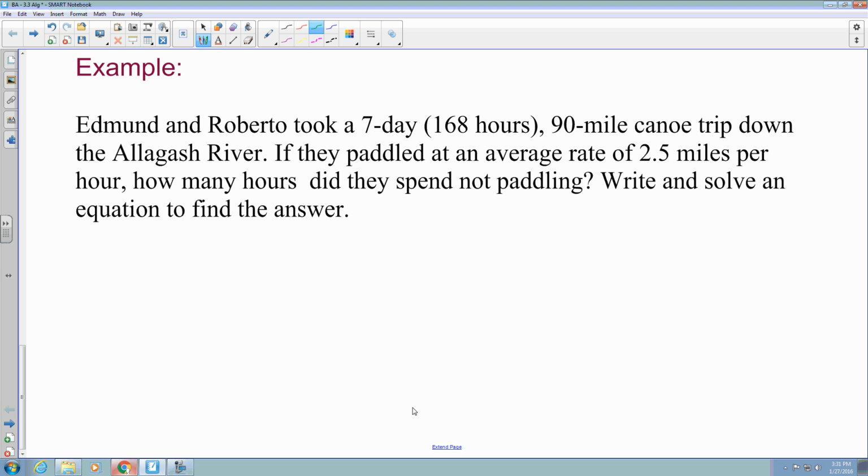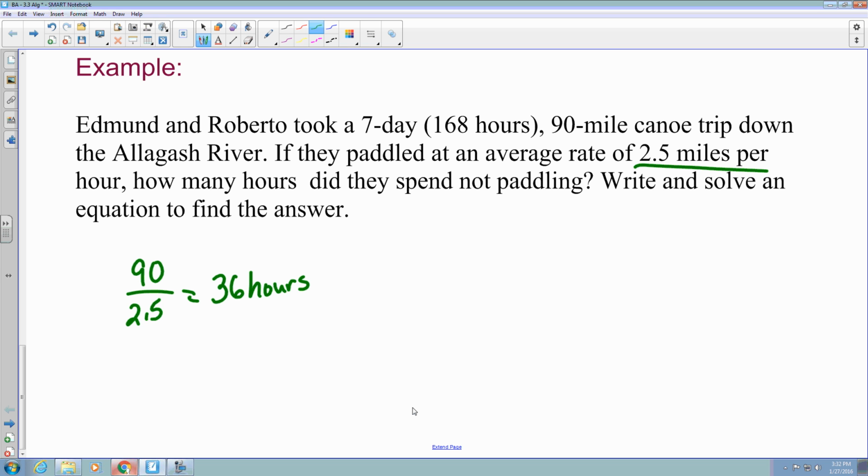They said that they paddle at an average of 2.5 miles per hour, and we want to know how many hours they did not spend paddling. So here's the deal. This 2.5 miles per hour is going to help us out. If they had a 90-mile canoe trip, how many hours did they paddle? Basically you're going to go 90 divided by 2.5, which is going to equal, so if I take 90 divided by 2.5, that gives me 36 hours. So it's going to take them 36 hours to paddle this trip.